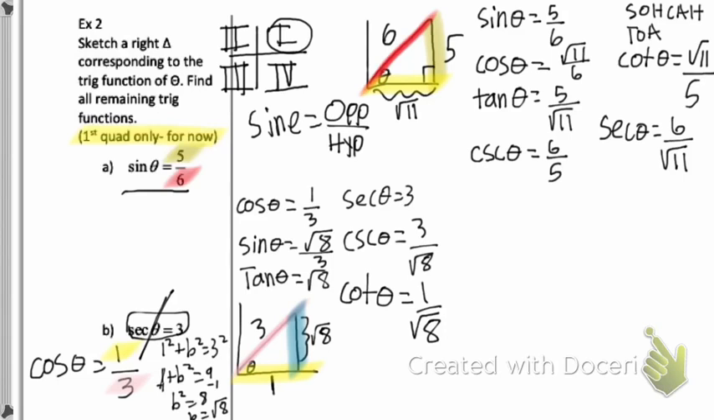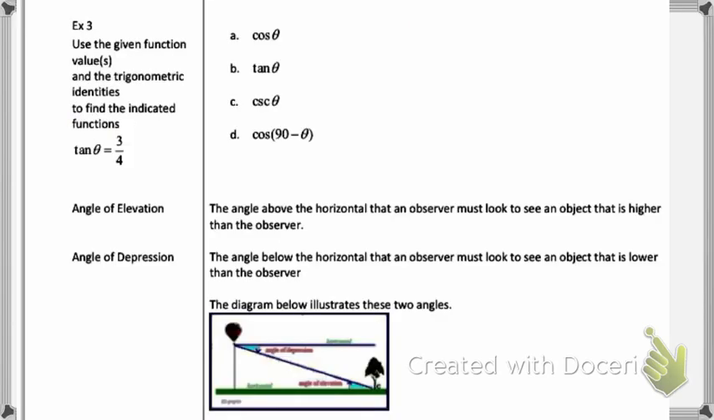So this is how you do it. In this part of the video, I just found the 6 trig functions by drawing out a triangle and sketching graphs and quadrants. Now what is this? Example 3. Use the given function values and trigonometric identities to find the indicated functions. So it's the same thing, except they give you the trig functions to find.